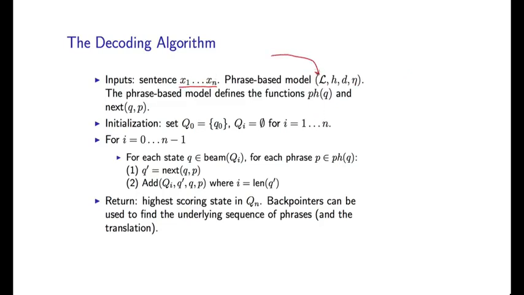The phrase-based model consists of a lexicon, L. Remember, that consists of a very large set of German phrases paired with English phrases, for example. We have a language model, which I've called H. We have a distortion limit, little d. So for example, d is equal to 4. And we have a distortion parameter, eta.